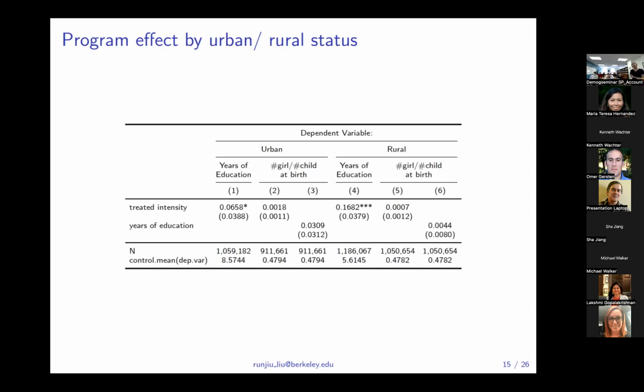So what we do see is that in terms of years of education, the program successfully increased years of education more in the rural area. However, the sex ratio coefficient is higher in the urban area versus in the rural area. So that actually contradicts the pure economic effect story.